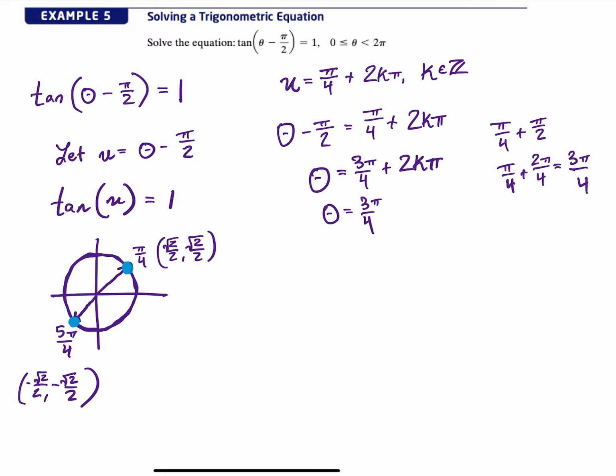All right, let's look at our second general solution, because we said tangent was also equal to 1 at 5 pi over 4. So in terms of u, I would say u equals 5 pi over 4 plus 2k pi, so all coterminal angles. And then let's undo the substitution, because we said u was equal to theta minus pi over 2. And this will equal 5 pi over 4 plus 2k pi.